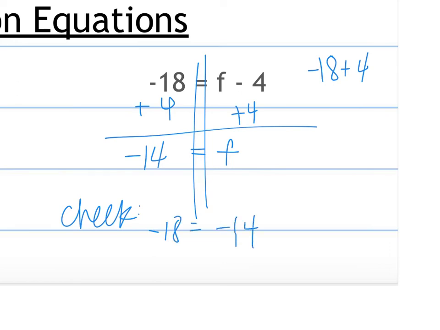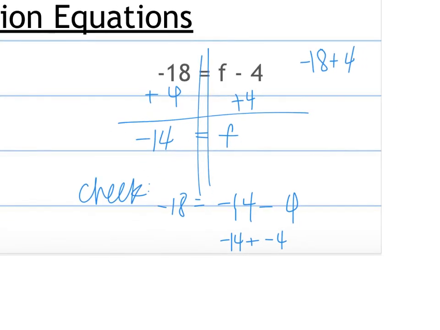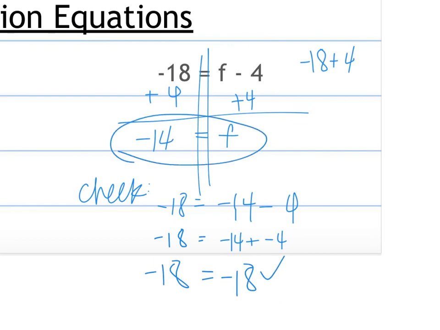Negative 14 minus 4, well, I would need to chop minus, make it an addition, change the sign of the second number to be a negative. So then negative 14 plus negative 4, yes, that equals negative 18. So our answer, f equals negative 14.